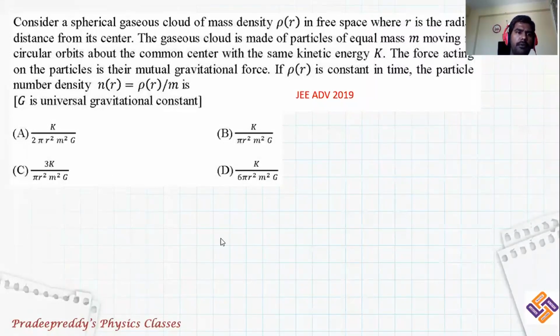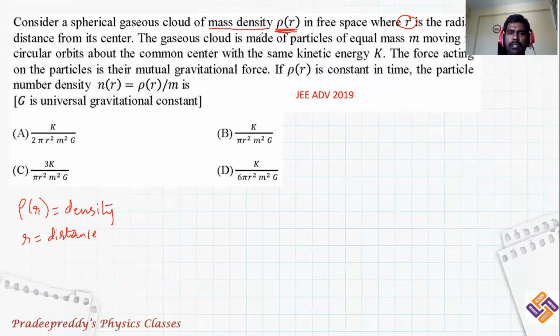Let us solve this problem. Consider a spherical gaseous cloud of mass density rho of R. It is given in the problem that rho of R is the mass density in free space, where R is the radial distance from the center. R is equal to distance.